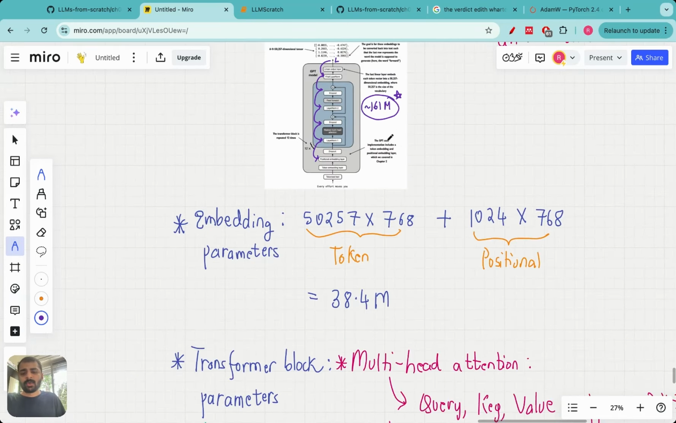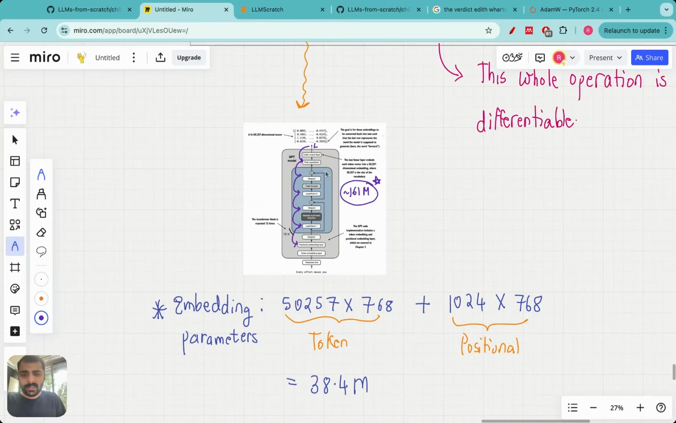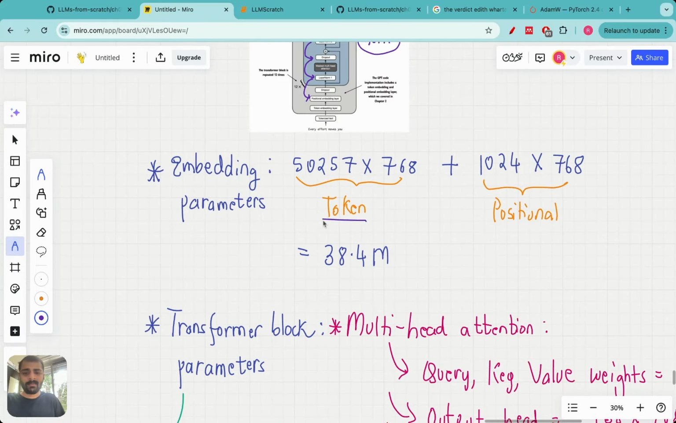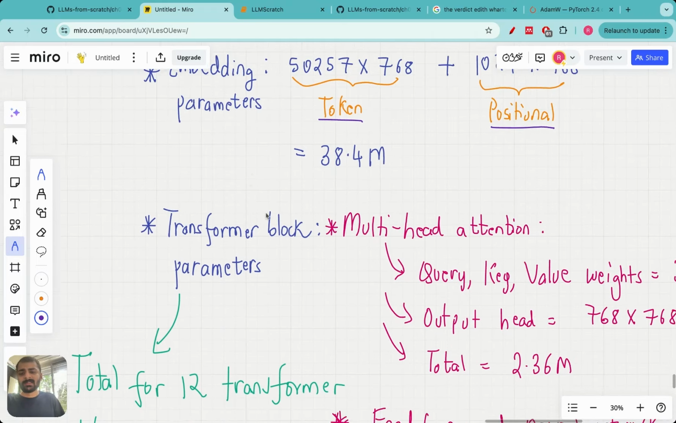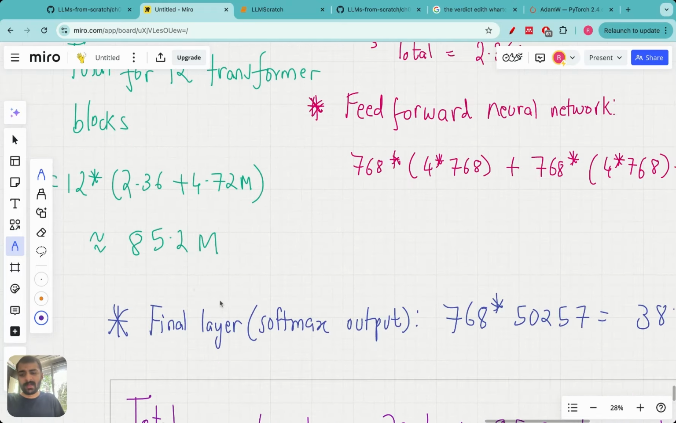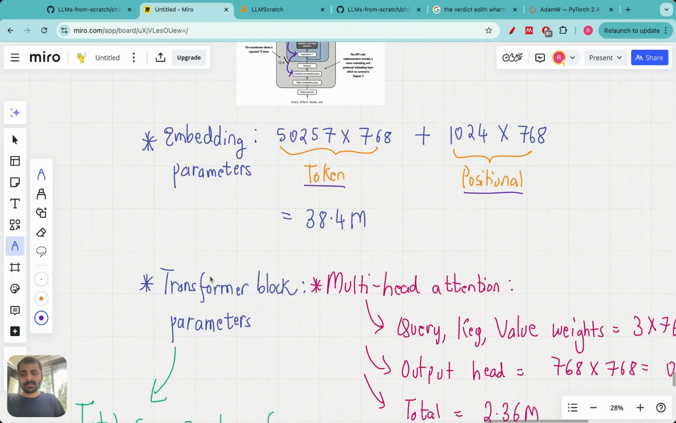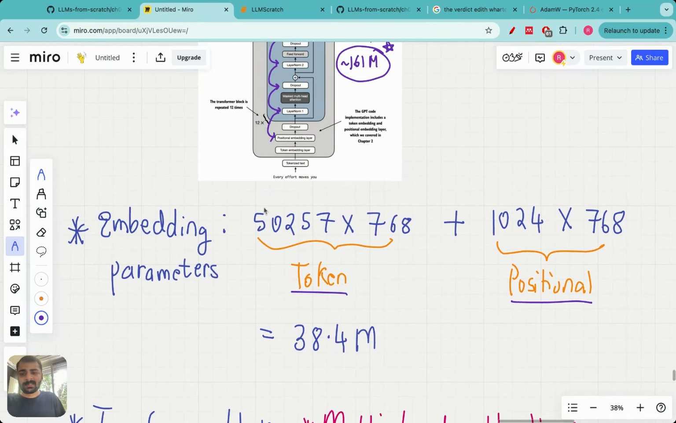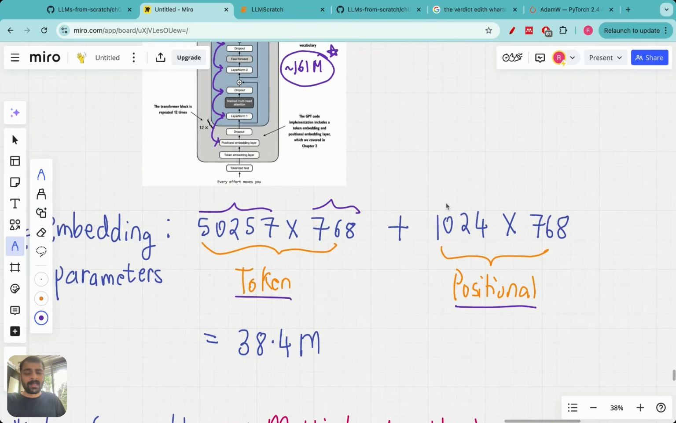If you have followed, the GPT model consists of the embedding parameters, the token embeddings and positional embeddings. It consists of the transformer block parameters, and it also consists of the final layer before we get the logits. The embedding parameters have the token embeddings whose size is equal to the vocabulary size multiplied by the embedding dimension, and the positional embedding, which is defined by the context size multiplied by the embedding dimension.